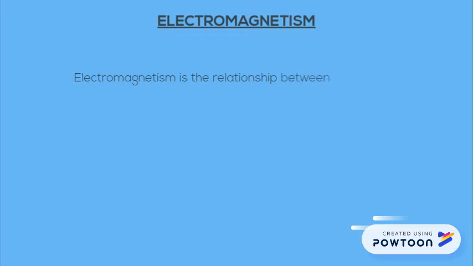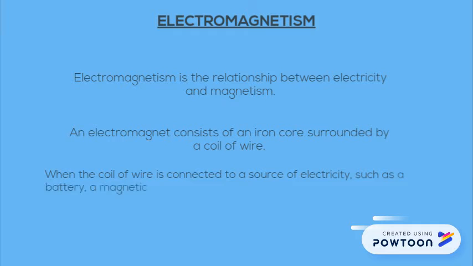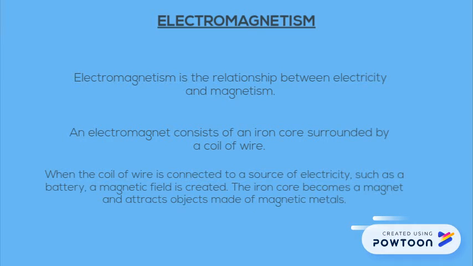Electromagnetism. Electromagnetism is the relationship between electricity and magnetism. An electromagnet consists of an iron core surrounded by a coil of wire. When the coil of wire is connected to a source of electricity, such as a battery, a magnetic field is created. The iron core becomes a magnet and attracts objects made of magnetic metals.